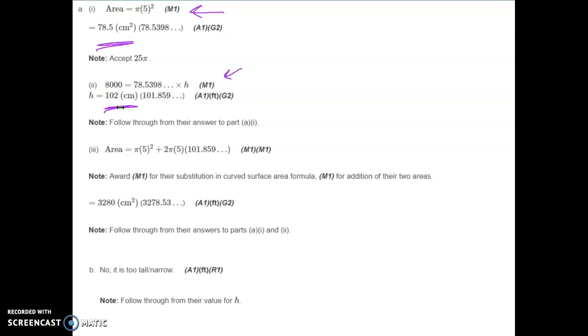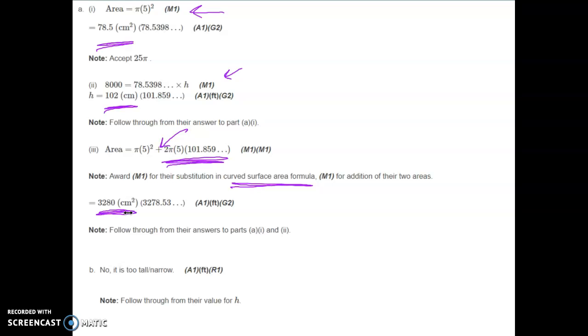Part 3, where they've substituted in, you're going to get a method point for this substitution, which we haven't already done. That's the curved surface area part. And then you're going to get the other method point for remembering to add those two things together. And then your final answer point here. And again, follow through points just like usual.